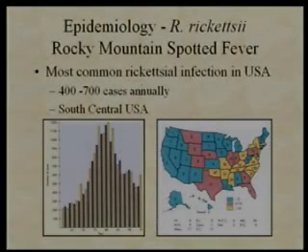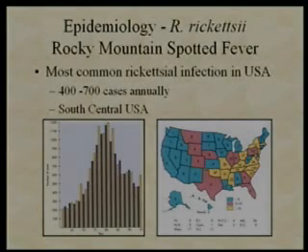This is the most common rickettsial disease in the United States. This is what you're likely to see if you see a rickettsial disease, Rocky Mountain spotted fever. There are about 400 to 700 cases annually on average. But every once in a while we get these spikes, for example around the 1980s, there seemed to be a spike where there were a few more, and then it came back down. But overall, you're talking about 400 to 700 cases annually.